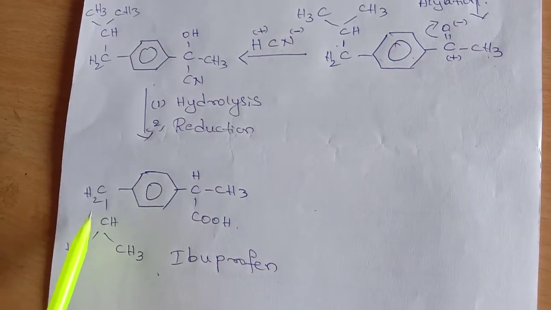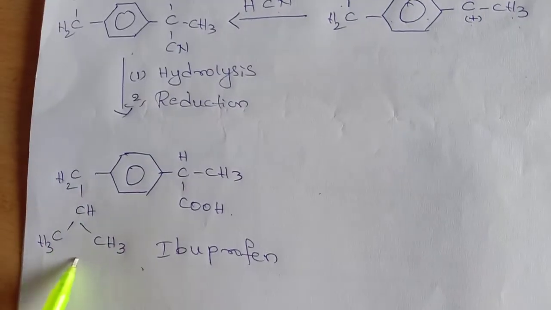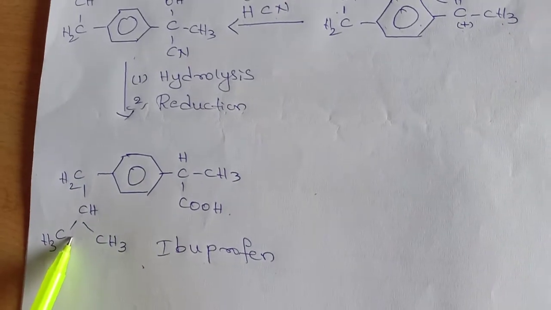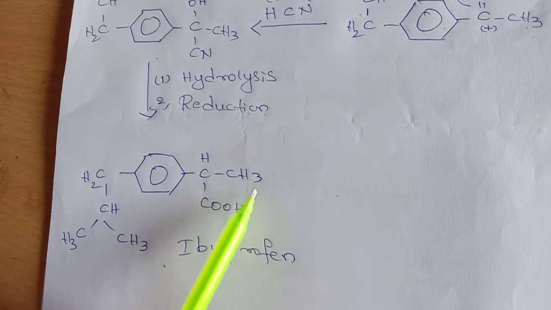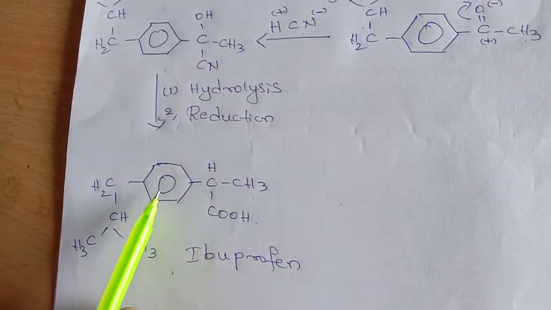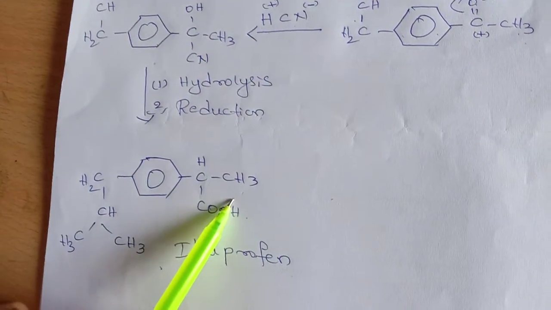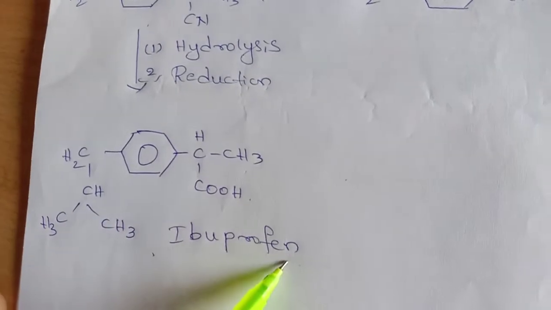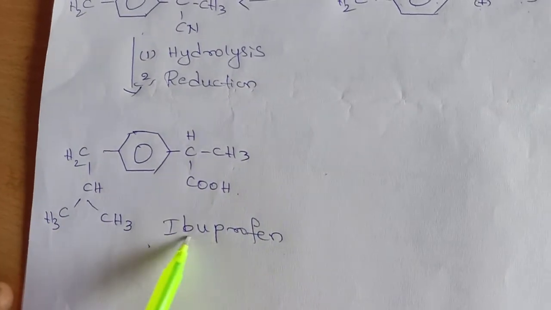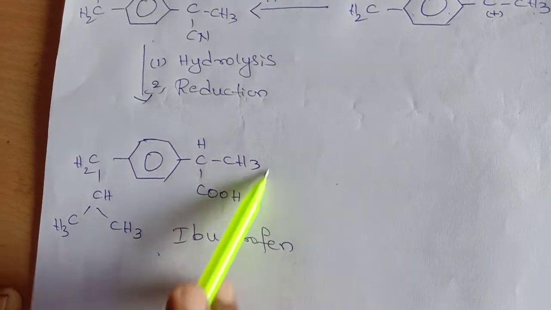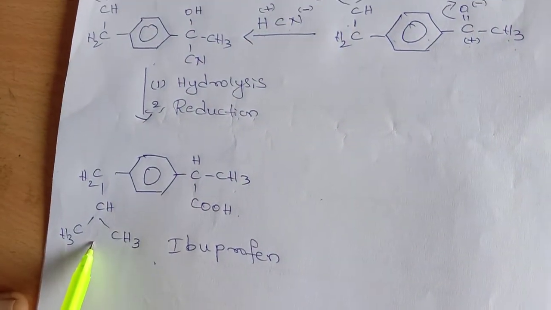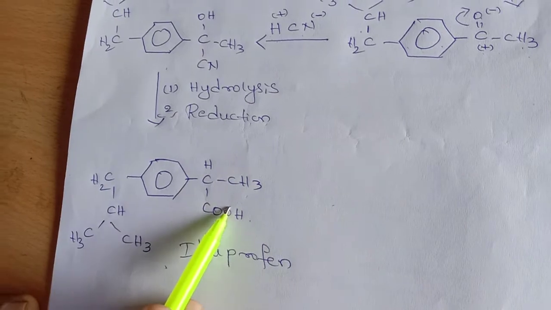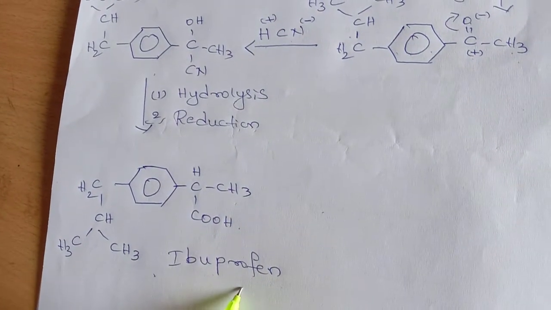This ibuprofen contains isobutyl group, phenyl group and propionic acid. Isobutyl phenyl propionic acid is ibuprofen. Ibu means isobutyl, pro means propionic acid, phen means phenyl. Isobutyl phenyl propionic acid is ibuprofen.